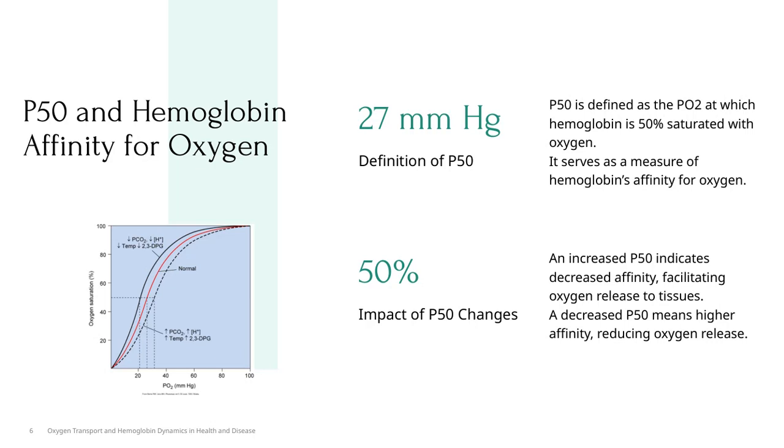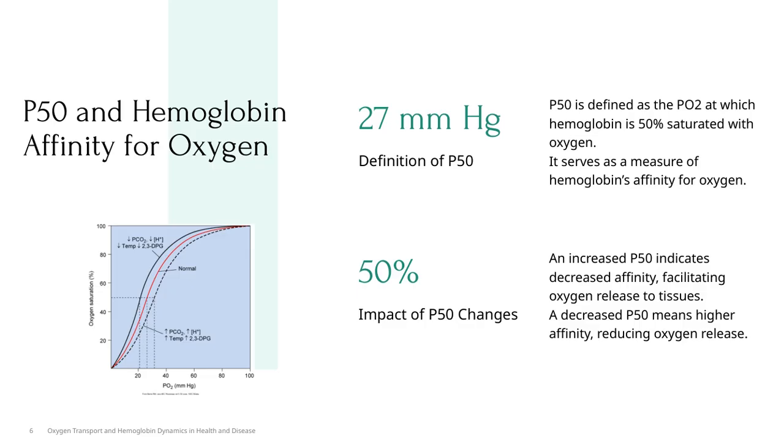Today, we'll focus on P50 and how it relates to hemoglobin's affinity for oxygen. P50 is defined as the partial pressure of oxygen, or PO2, at which hemoglobin is 50% saturated with oxygen. Essentially, it's a useful measure of how tightly hemoglobin binds to oxygen. When P50 increases, it indicates that hemoglobin has a decreased affinity for oxygen. This means hemoglobin releases oxygen more easily to the tissues, which can be beneficial in certain physiological or pathological conditions.